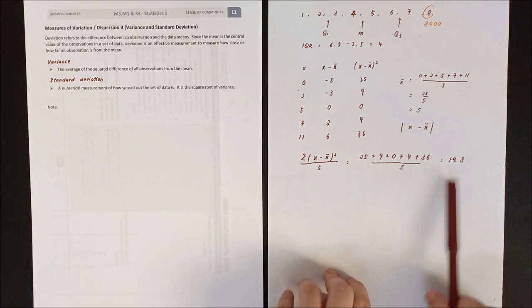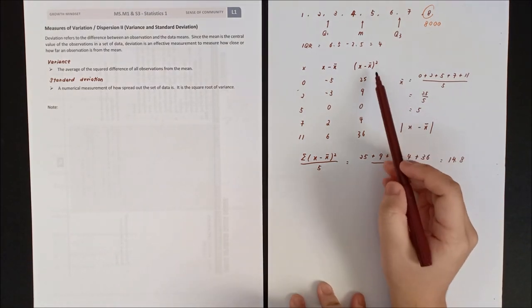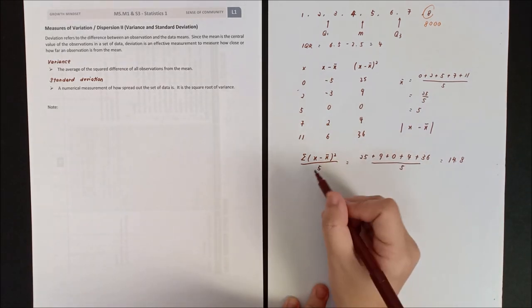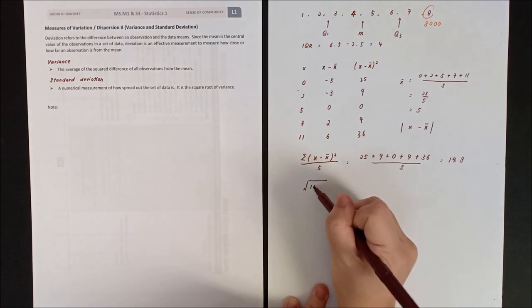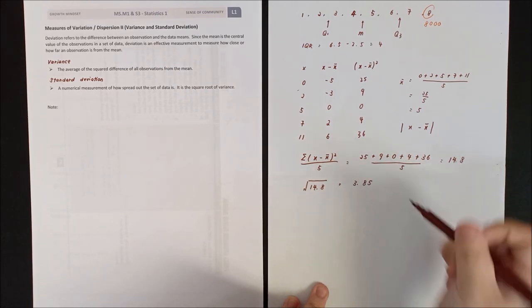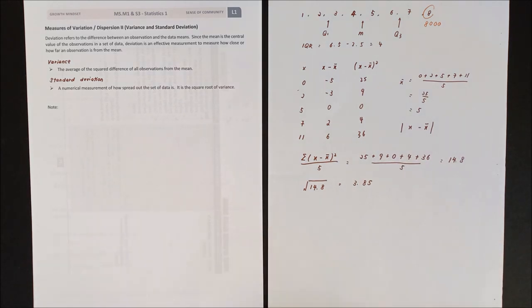My question now: is this the exact value of how far your observations are from the mean? No. Why? Because this is the number that you squared just now. So if we want to find the exact distance, we need to take the square root of 14.8, and then we get 3.85, which is the average distance, how close the observations are to your mean. I think you can understand this part, right? It's pretty easy.